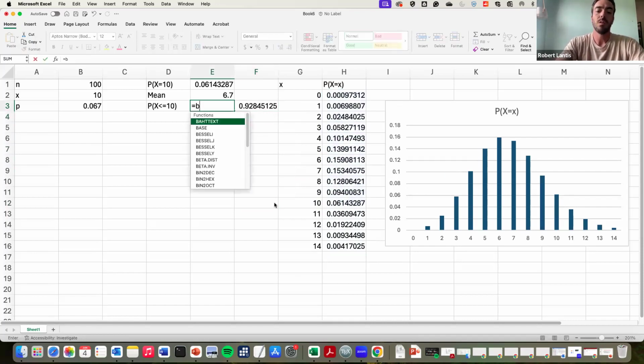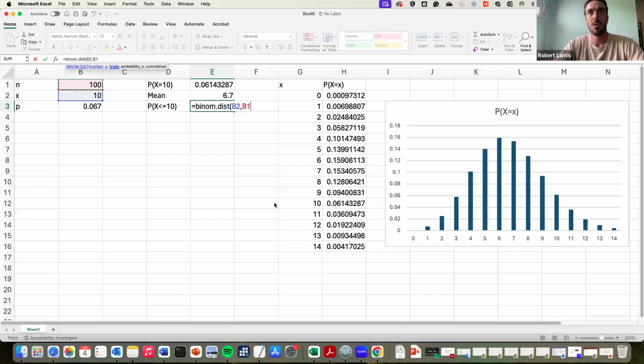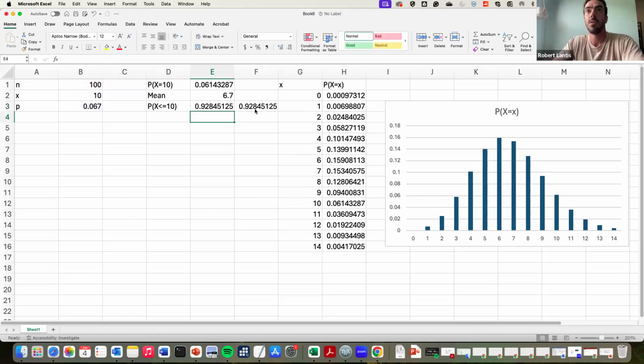I could also use that binom.dist function, tell it that number of successes is 10, number of trials 100, comma, probability of success on any one trial, 0.067, make it cumulative. By making it cumulative, it'll essentially, behind the scenes, calculate the probability of 10, 9, 8, 7, 6, 5, 4, 3, 2, 1, 0, and add them all up for me. Sure enough, I get the exact same value. So nice kind of quick shortcut to find these cumulative probabilities from a binomial distribution.